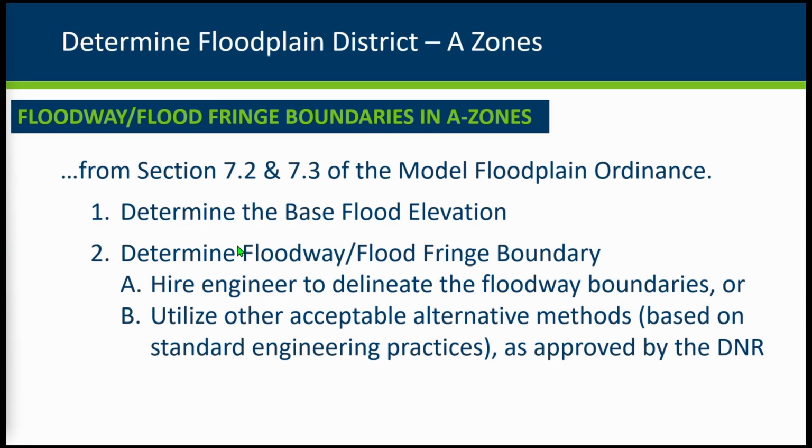The second consideration when reviewing a permit for a building in a zone A general floodplain district is that we have to determine where the floodway and flood fringe boundary is. FEMA certainly hasn't determined that for us. It's not shown on the flood insurance rate map. So typically that means the applicant is going to have to hire an engineer to delineate that floodway boundary. The reason that's important is, as we talked about, new buildings aren't allowed in the floodway. So it's very important that we determine where the floodway is versus the flood fringe and make sure they're properly siting that house. Or it's possible in some situations to utilize other acceptable alternative methods, what we call standard engineering practices. When those are used, they must be approved by the DNR. I'm going to talk a little bit more about those on the next slide.